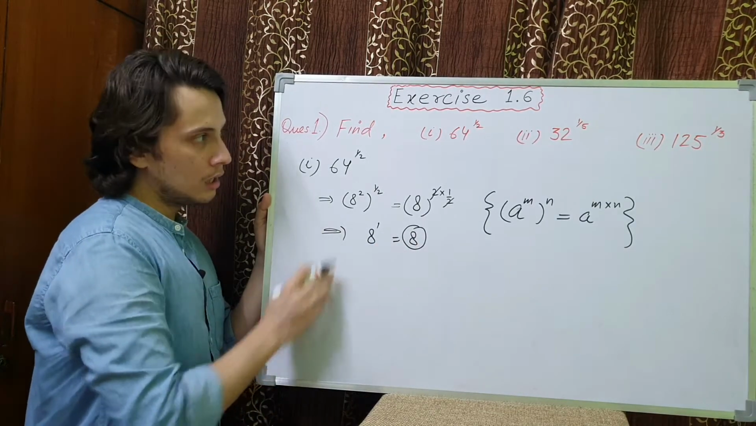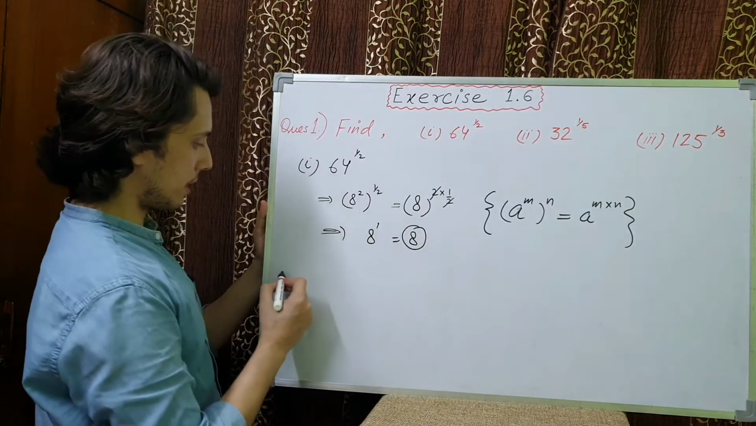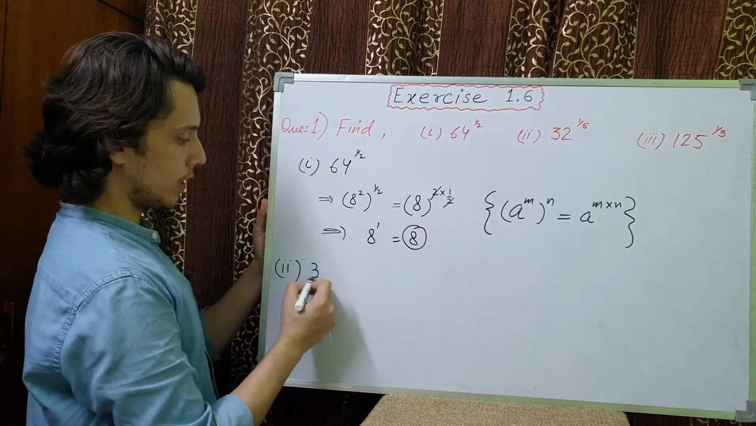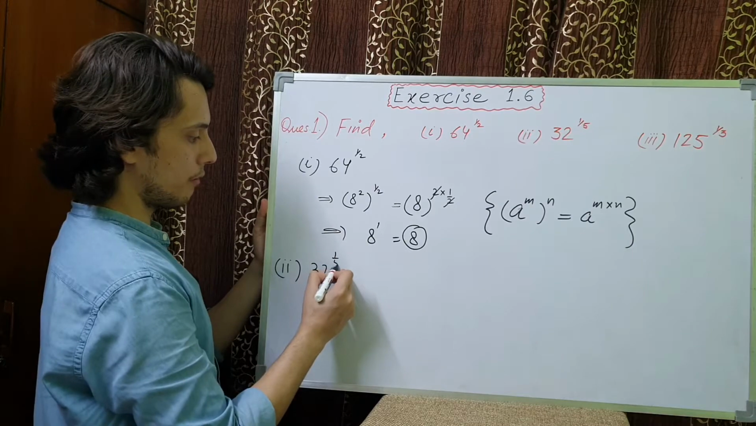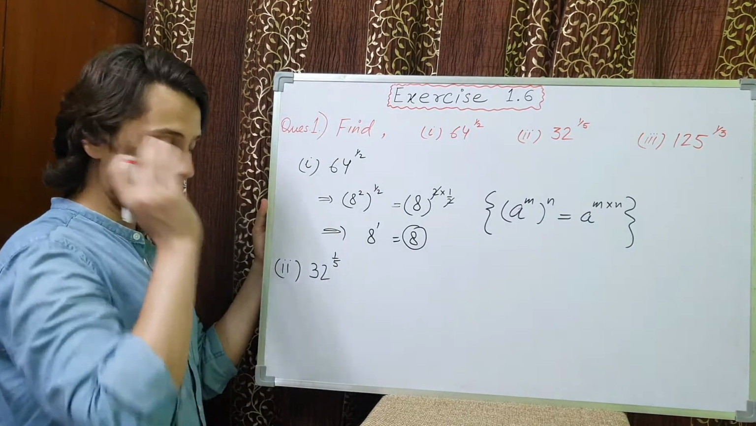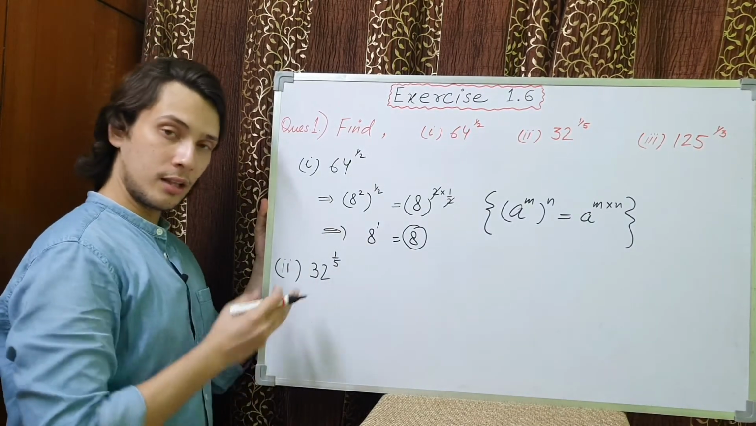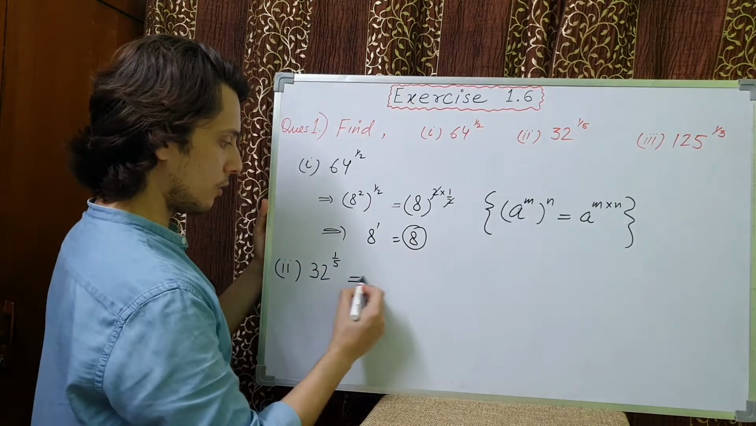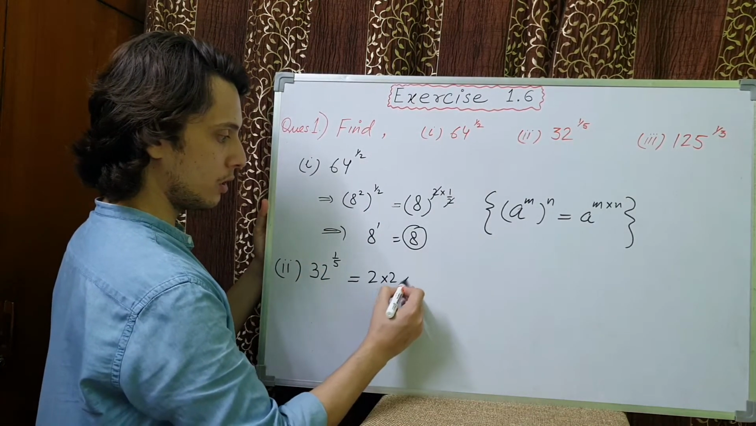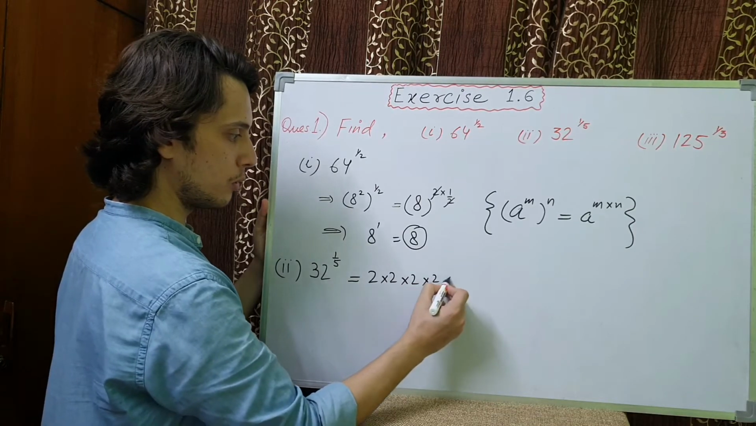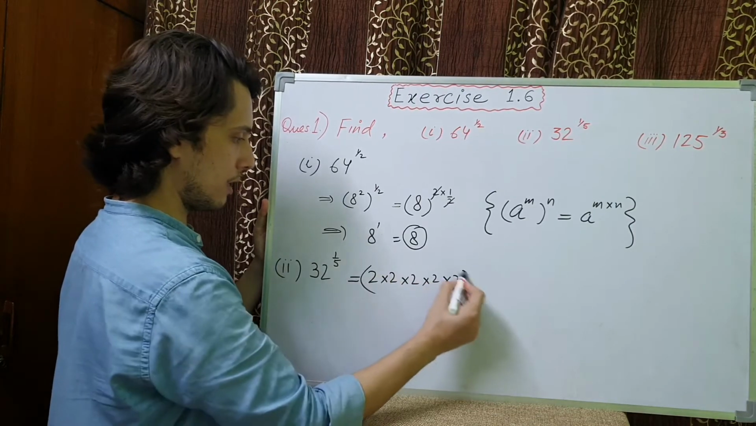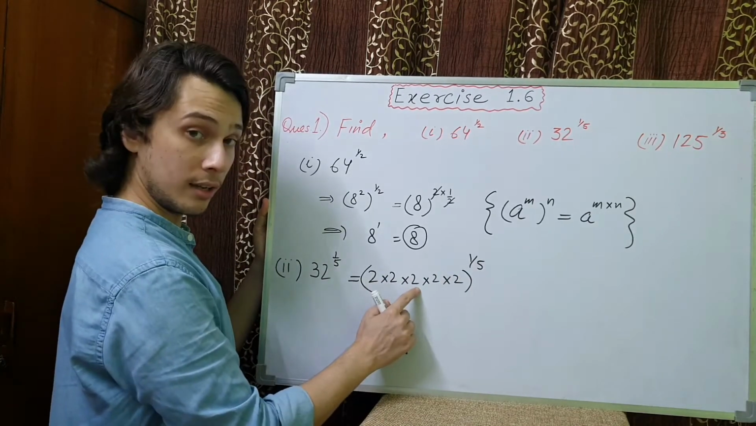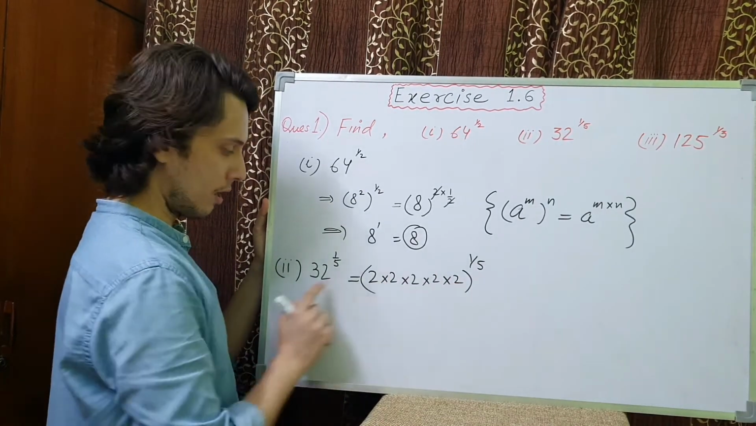Okay guys, let's do the second part. The second part says 32 raised to the power 1 upon 5. Now think, 32 is like 2 into 2 into 2 into 2 into 2. I can write 2 into 2 into 2 into 2 into 2 raised to the power 1 over 5. 2 to the 4, 4 to the 8, 8 to the 16 and 16 to the 32.